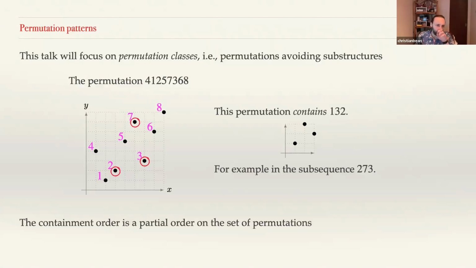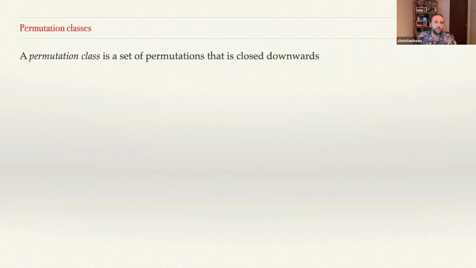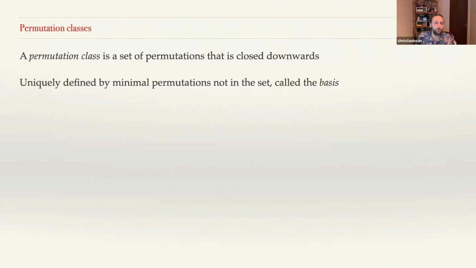Okay, so this containment forms a partial order on the set of permutations. And so a permutation class is then simply a set of permutations that is closed downwards with respect to this partial order. So that is, if a permutation is in the permutation class, then every permutation that it contains is also in the permutation class. So a permutation class can be uniquely defined by the set of minimal permutations not in the set, which we often call the basis, which can sometimes be an odd terminology if you come from linear algebra or something, but that's become the name that we use in the field of permutation patterns.